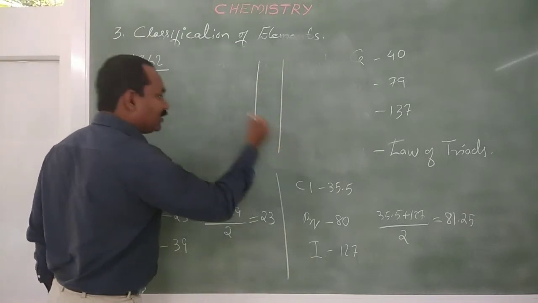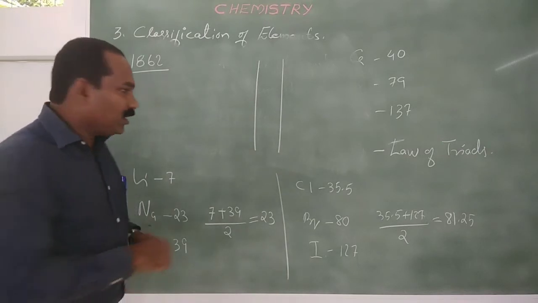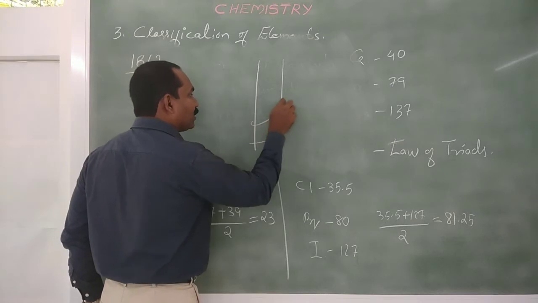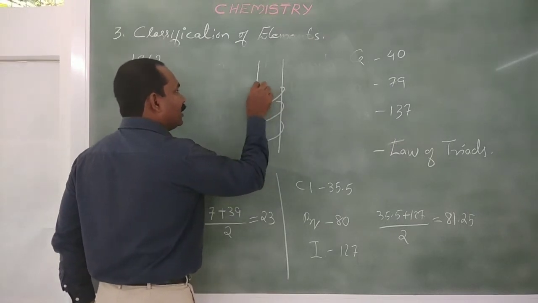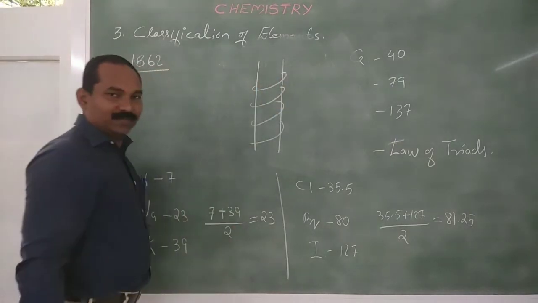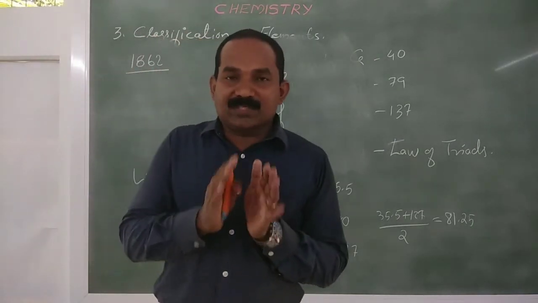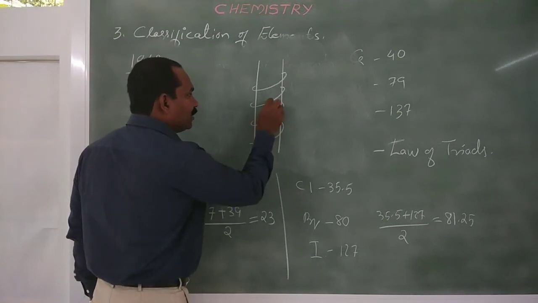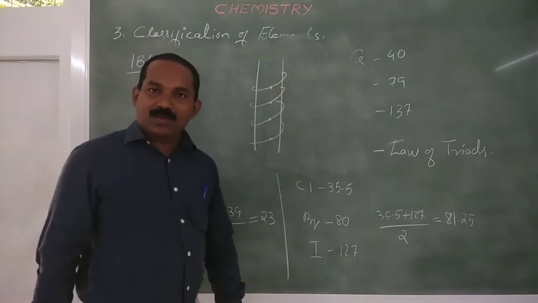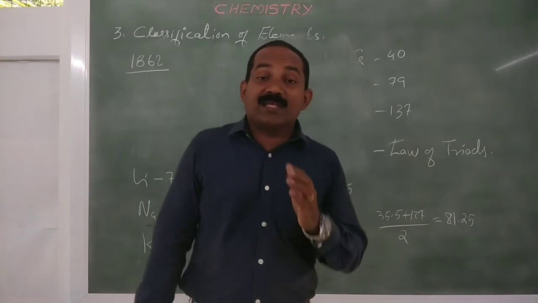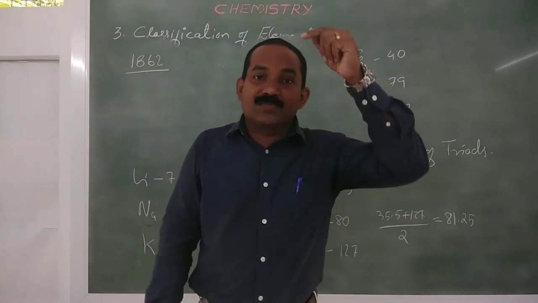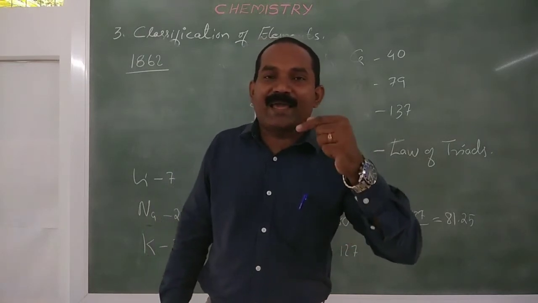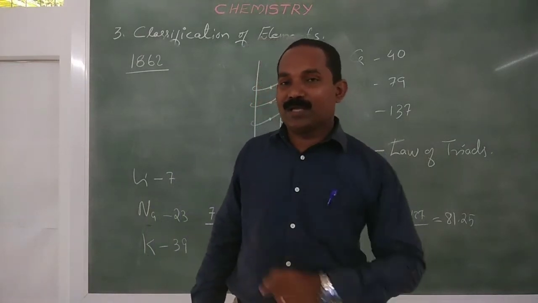In a cylinder, he drew a helix at a 45-degree angle. And the elements having similar properties come in the similar position of a line in the telluric helix.